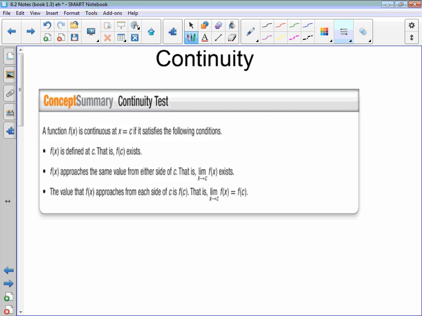So what we will be checking for is to see if a function is continuous at a specific value. So this is talking about at x equals c. It's continuous if your function is defined at that point, if the limit exists at that point, and then if both of those things are the same, then it is continuous. So again, let me write it in a shorter way.